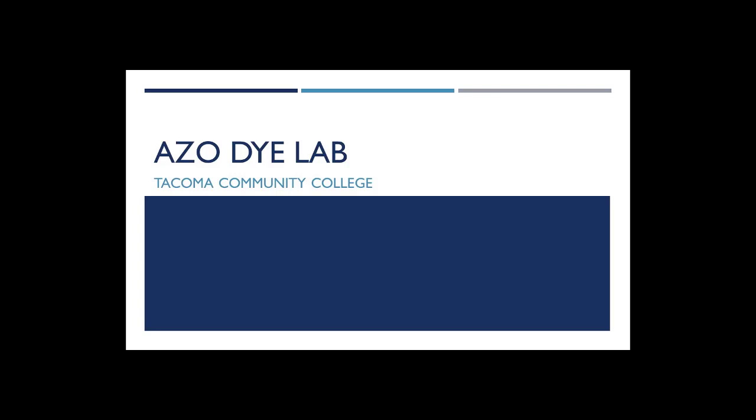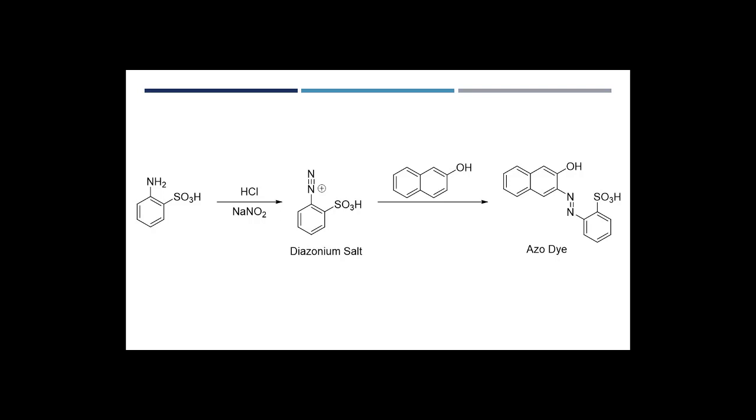Today I'll walk you through the full process of making an azo dye in lab. Normally in this lab you're assigned one of 6 different pathways. For the sake of simplicity, I chose just one reaction to do on my own.